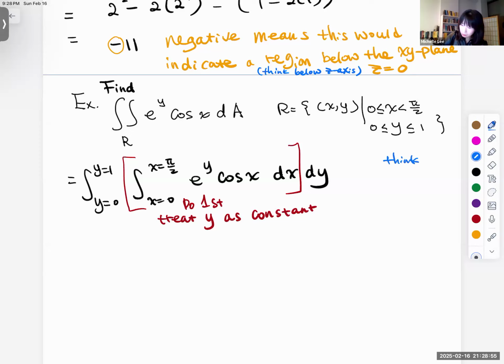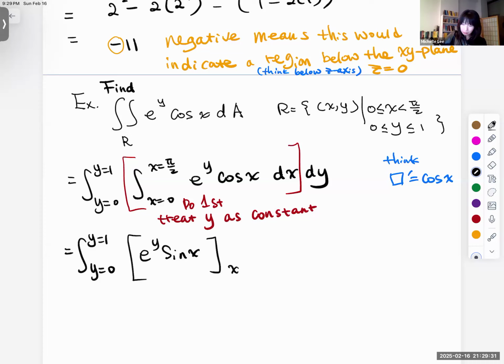Think of something whose derivative makes a cosine, right? So sine. Because we get confused with negative or not, right? Yeah, so the derivative of sine makes cosine, so we don't need a negative. So we have y equals 0 to 1, and y is constant, so we keep the constant. So e to the y sine x, and then we evaluate from x equals 0 to pi over 2, dy, right?